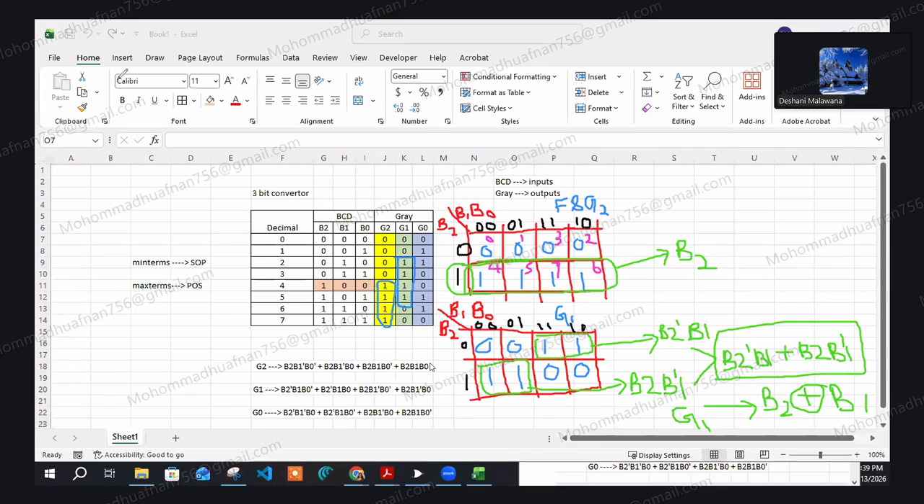So now we are going to create the G0. We will create that one here, 4 by 2 map.